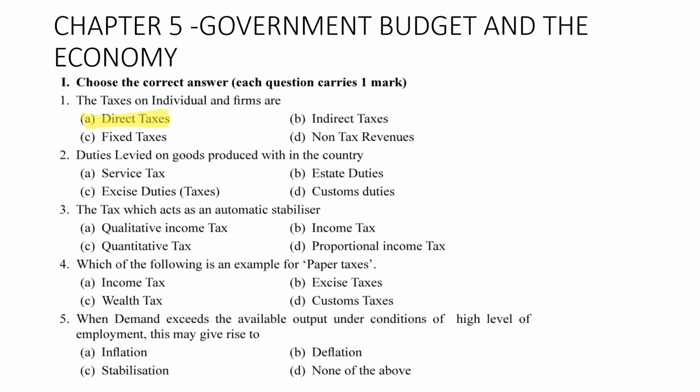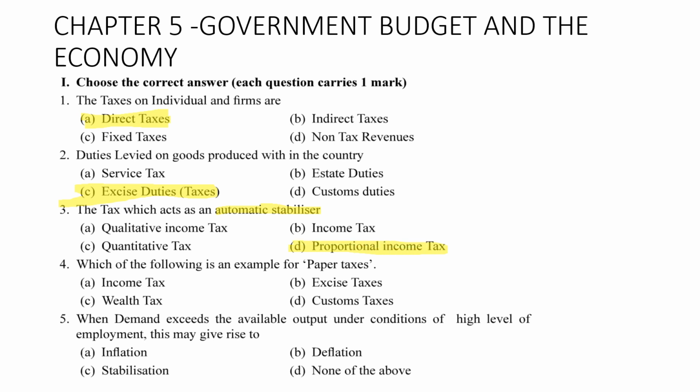Then duties levied on goods produced within the country, they are called excise duties. Sometimes you call them excise taxes or excise duties. Third one, the tax which acts as an automatic stabilizer. So the automatic stabilizer is the proportional income tax. Proportional income tax is called the automatic stabilizer. So answer is going to be D here.